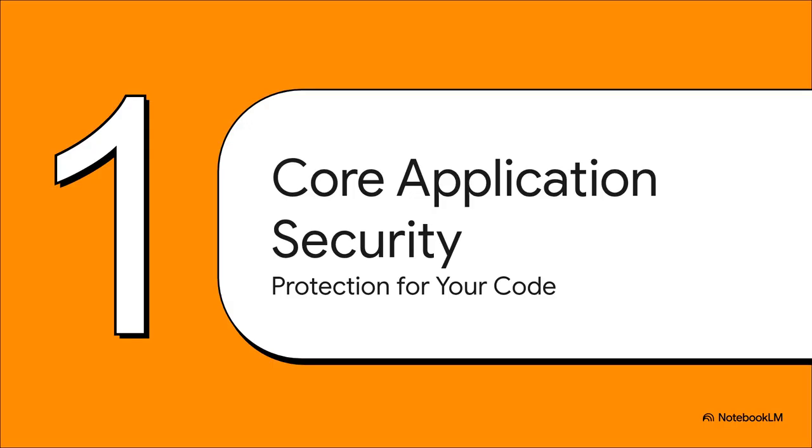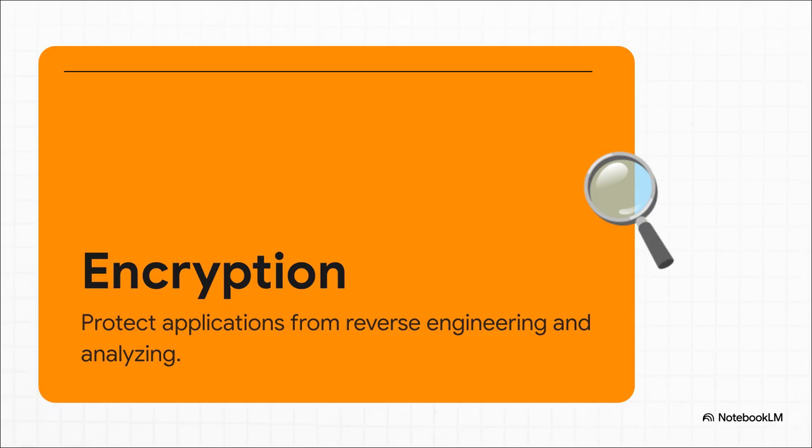Okay, first up, core application security. This is the bedrock, right? It's all about that fundamental protection for your code and your intellectual property. The absolute first line of defense is encryption. What this does is it basically scrambles your application's code, making it totally unreadable to anyone trying to reverse engineer it. In other words, it's what keeps your secret sauce, your unique algorithms and hard work, safe from prying eyes.